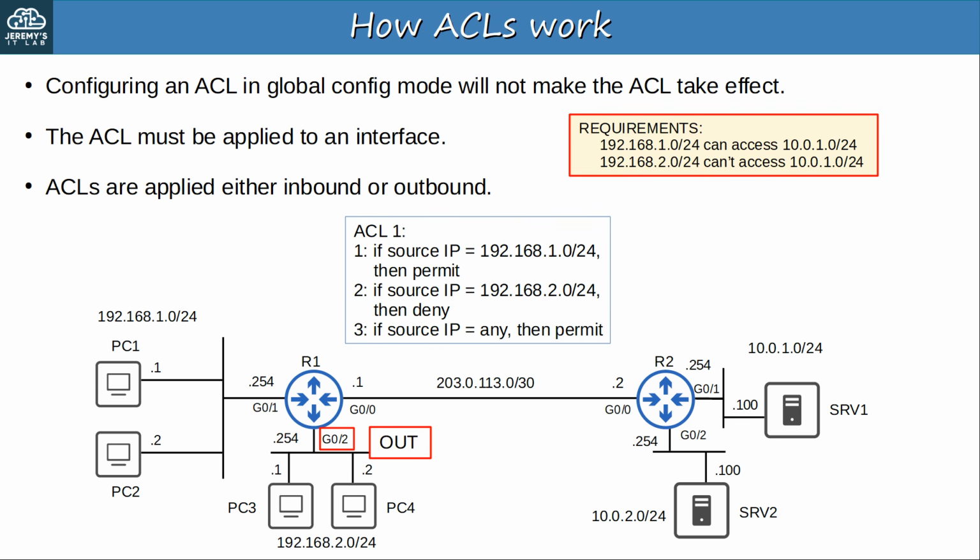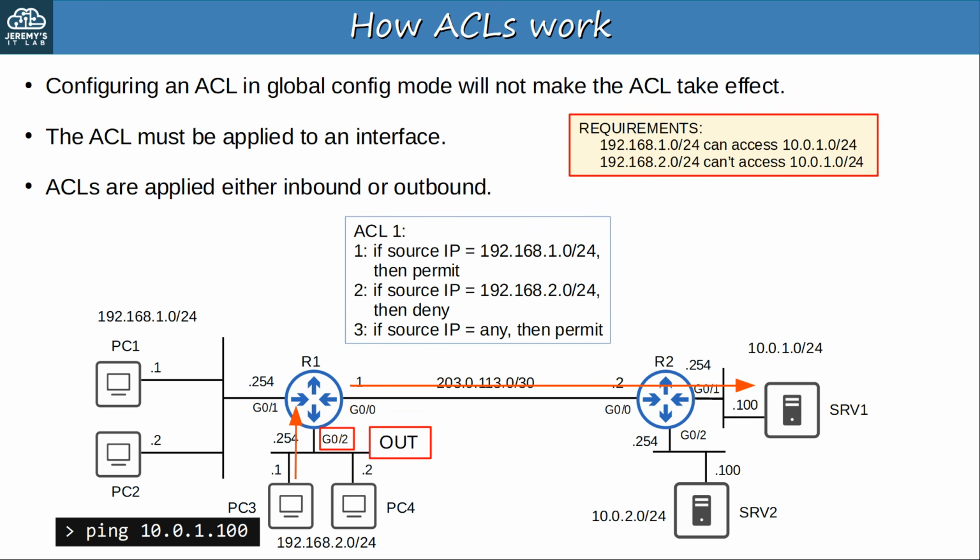For example, what if we applied it outbound on G02? That means it will only take effect on traffic exiting G02. Does that fulfill the requirements? The answer is no, it doesn't fulfill the requirement. Why not? Because R1 will only use the ACL to filter traffic exiting G02, not entering it. If PC3 tries to ping server 1, when the ping reaches R1, it won't even check the ACL, because the traffic is entering G02, not exiting it.